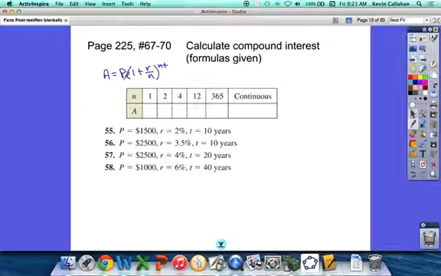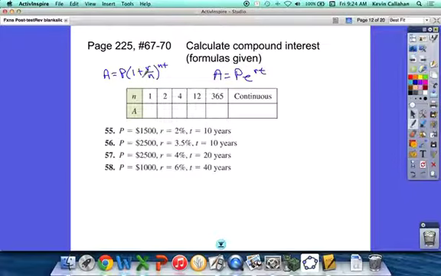P is the principal, the initial amount. R is the interest rate as a decimal. N is the number of compoundings per year. T is the number of years. Okay, continuous compounding, a similar but simpler formula: P e to the R T. You don't have an N because you don't have a finite number of compoundings. So at that point, you're just plugging in and calculating.